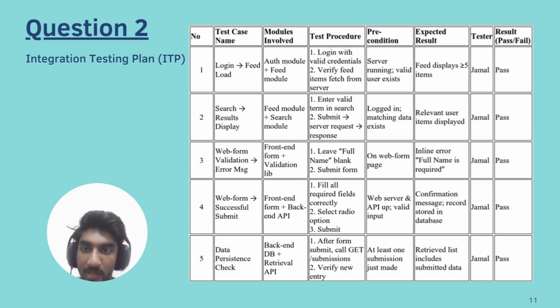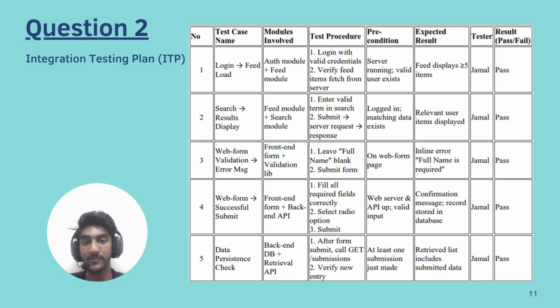So for the next one, we have integration testing plan. Number 1, we have login and feed load screen. The modules involved are authentication module and feed module. The test procedure is login with valid credentials and verify feed items fetched from the server. The preconditions are server running with valid user exists. The expected results are feed will display 5 or more items.